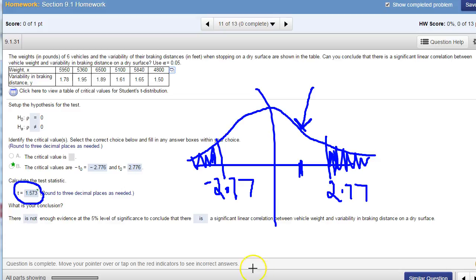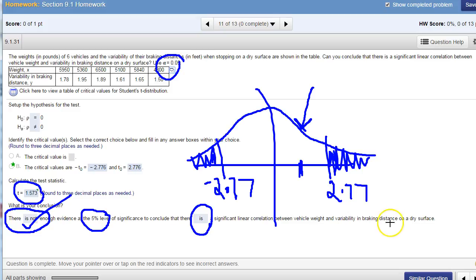So I am failing to reject my null hypothesis. Okay, so I'm failing to reject my null hypothesis. When I fail to reject, I would say that there is not enough evidence at 5%. Where do I get the 5% from? Alpha 0.05. Whenever you fail to reject, you don't have enough evidence to conclude that there is a significant linear correlation. So what I'm trying to tell you technically is that I don't have enough evidence to say that there is a significant correlation. So probably there is not a significant correlation. That's what I'm trying to say. All right, and let's move on to the next problem here.